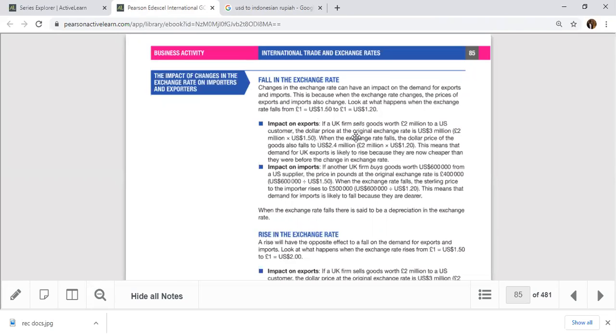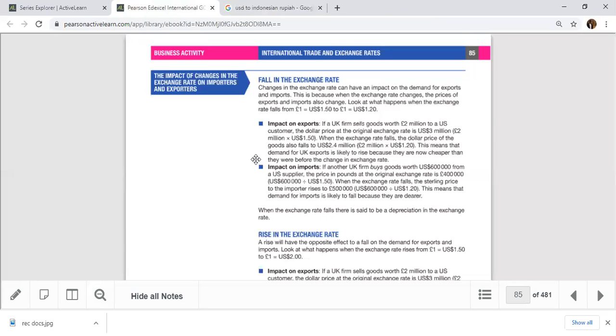If a UK firm sells goods worth 2 million to a US customer, the dollar price at the original exchange rate is US$3 million, that is, we multiply 2 million by 1.5. If the exchange rate falls, the dollar price of the goods also falls. This means that the demand for UK exports is likely to rise because they are now cheaper than before. That means a currency fall or depreciation is good for exporters, because their export prices go down and become cheaper for foreign currencies.